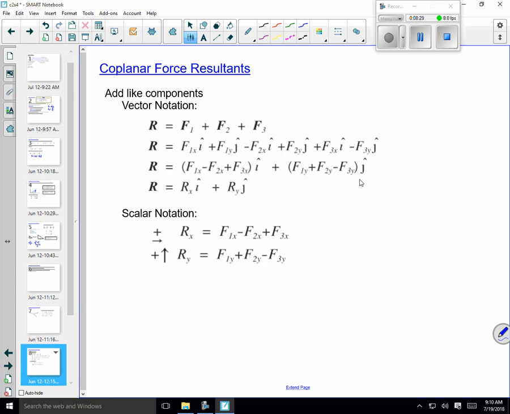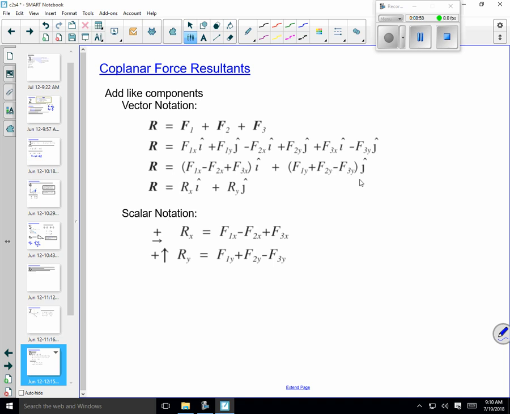So I can use a vector notation and add like components in that first expression. And I get the resultant Rx and Ry. Or I could do it in a scalar notation and get to the same place, essentially. In that lower case, the scalar notation, I'm doing the same thing. I'm just not using all the i hats, j hats, all that.